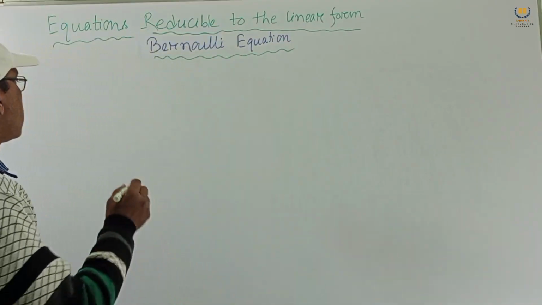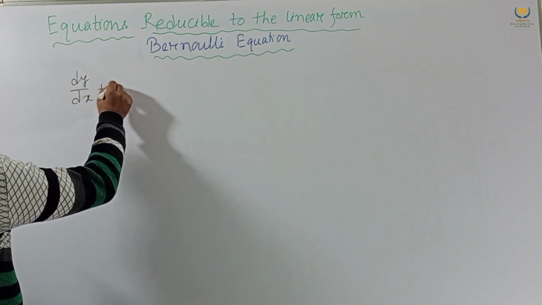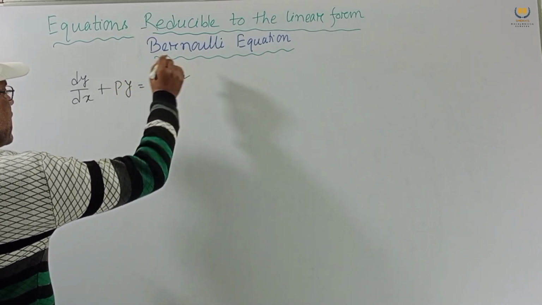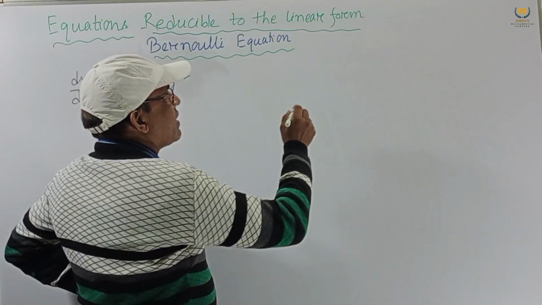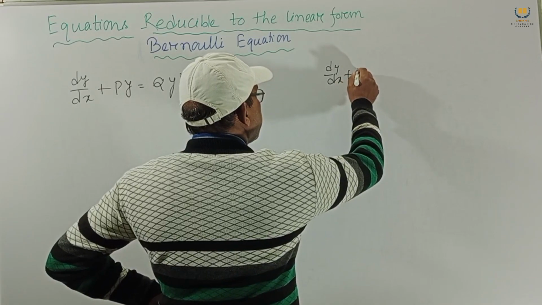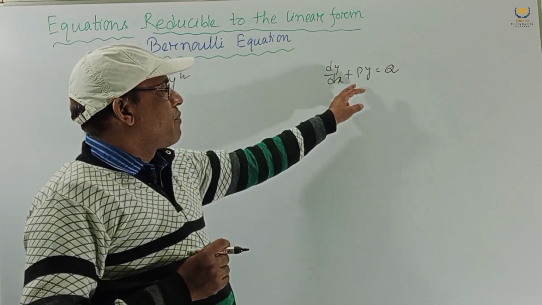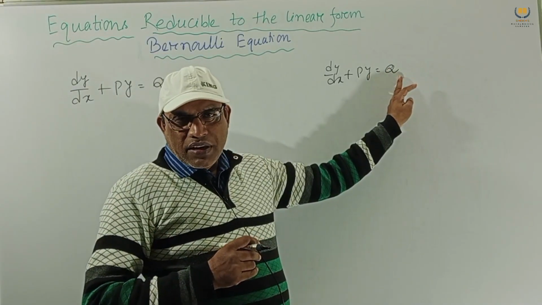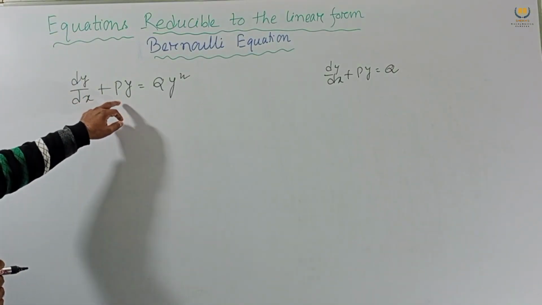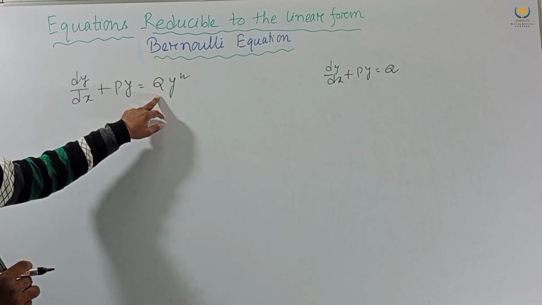So the equation dy/dx plus Py equals Q y to the power n. We know the linear differential equation is dy/dx plus Py equals Q, where P and Q are functions of x only or constants. So here also we have dy/dx plus Py equals Q y to the power n, where P and Q are functions of x only or constants.